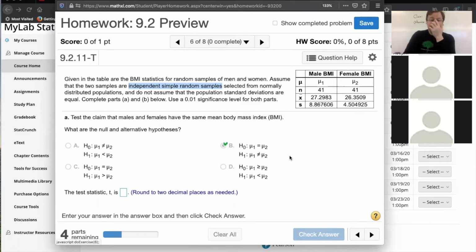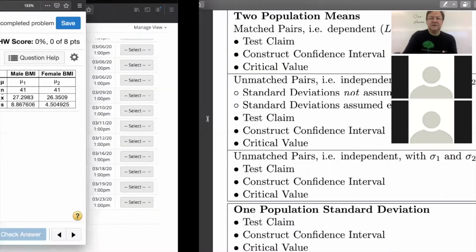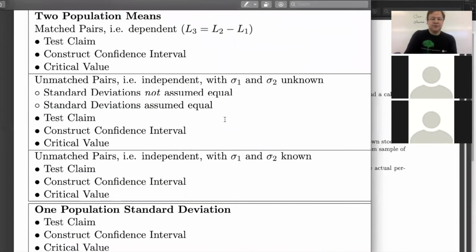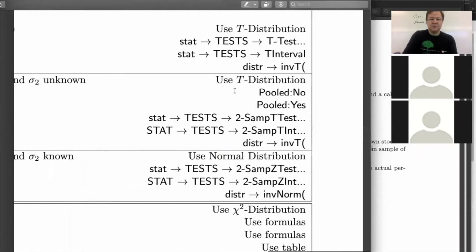It's just saying the population standard deviations are equal. Actually, it says do not assume the population standard deviations are equal. So I think that implies that we don't know what they are. Okay, so they are unknown and they are not assumed equal. And if it's not assumed equal, that means that the samples are not pooled.